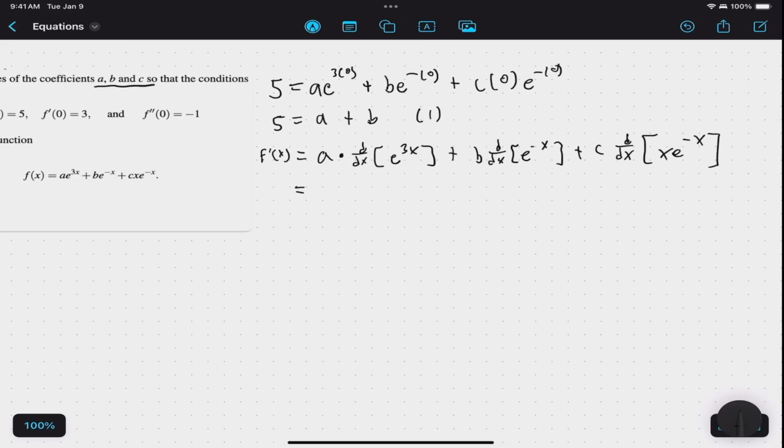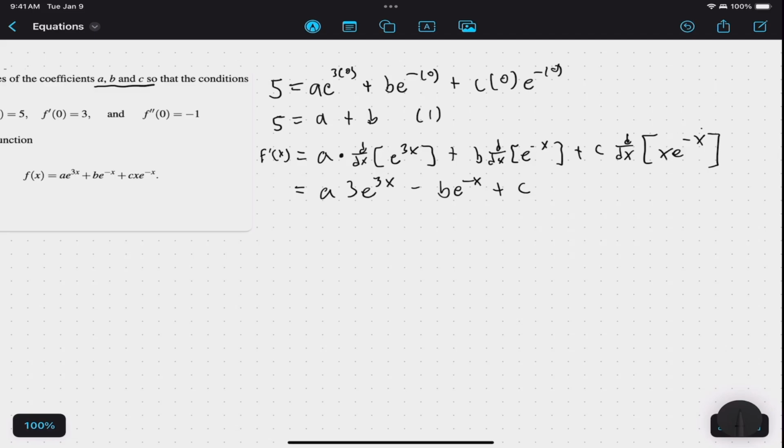And so using the chain rule for e to the 3x, we know we take the derivative of 3x and multiply it times this. So it's going to be 3 e to the 3x. And if we do the chain rule for e to the negative x, it becomes negative. The derivative of negative x is -1, so it becomes negative b e to the negative x. Right, because it's being multiplied by -1.